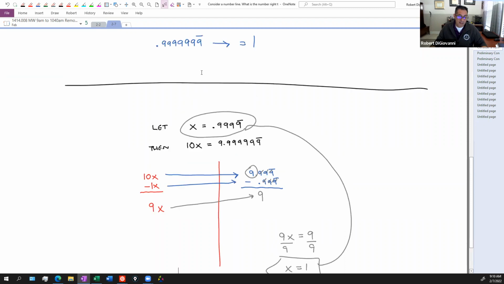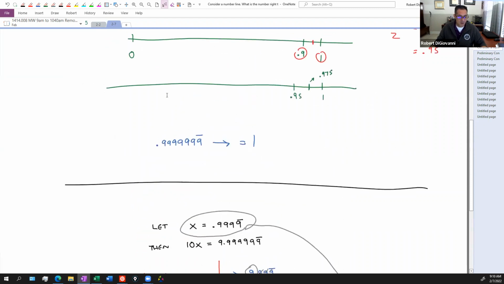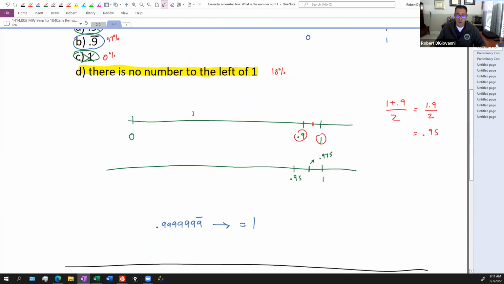But that's the number that most people think is right next to the number 1. The correct answer here is that there is no number to the left of 1, meaning that there is no closest number. As soon as you think you found it, and you show me the number and tell me that you think that's the one closest, I will always be able to take the average of that number and 1 and get one that's even closer. And we can always do that.